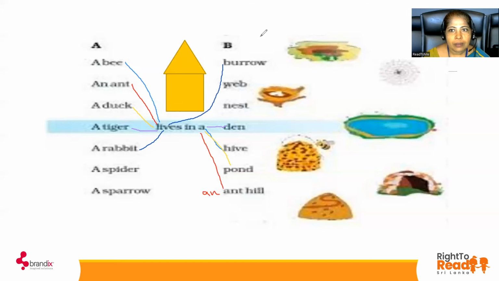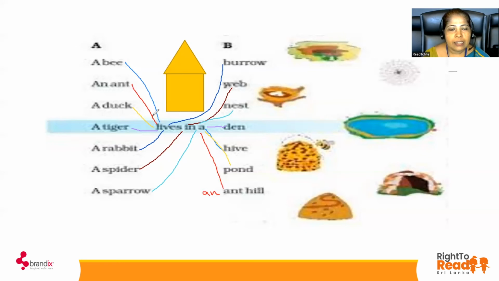Spider. Where does a spider live? A spider lives in a where? Web. Good. A sparrow, it's a bird, a sparrow lives in a, where? Here we go, the nest. Okay, so shall we say it again?